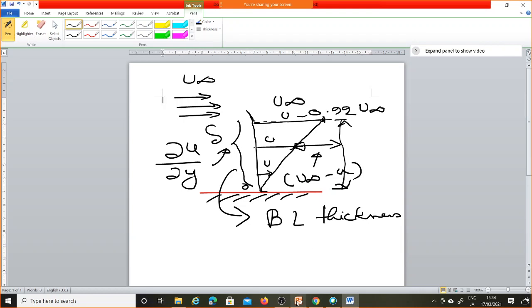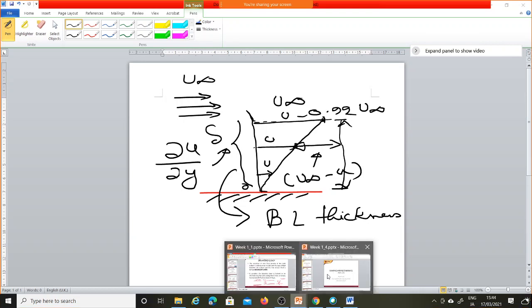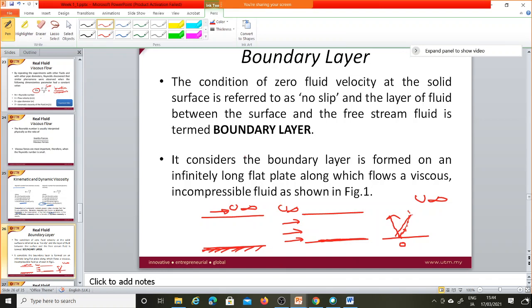Okay, so if we go to read theoretically how it's defined, the condition of zero fluid velocity at the solid surface is referred to as no slip, and the layer of fluid between the surface and the free stream fluid is termed as boundary layer. This is, what can I say, the bookish way to explain. As I said, we are considering the real fluid, that is the no slip condition. No slip means the velocity is 0.